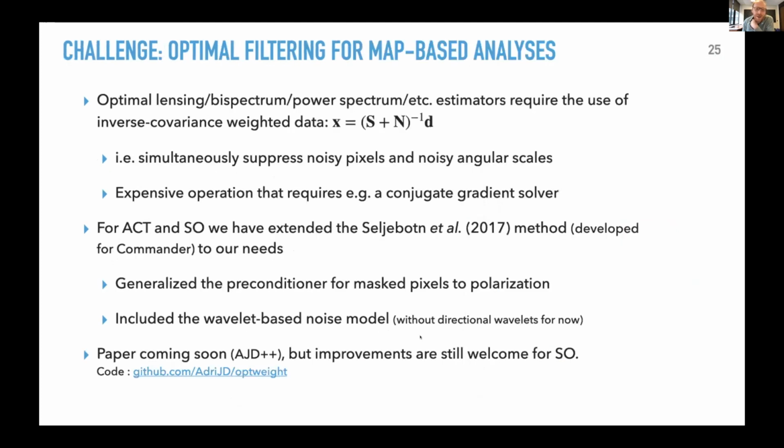Okay, then I'll be very quick about this. My final challenge that I wrote down was a way to optimally filter the maps. So many of our estimators rely on, or at least ideally would rely on, optimally filtering the data, which is a very expensive thing to do when you are filtering by the inverse of the sum of the signal and the noise. So for ACT and SO, we've been trying to extend the method that was developed for Commander to our needs. And I'll be happy to talk about this later on.